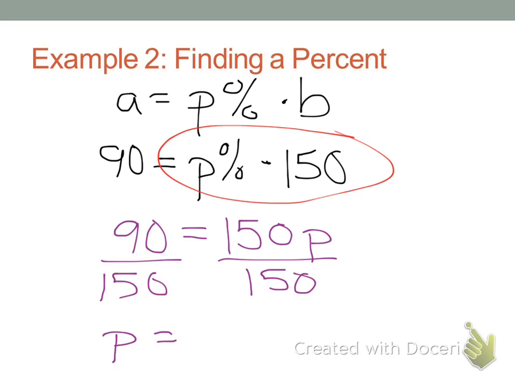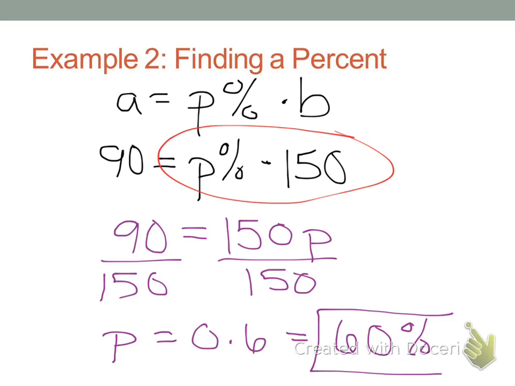What do you end up with, Michael? Very good, 0.6. But is that a percentage? So I need to convert to a percentage. So 0.6 converted to a percentage is 60%. Very good. And don't forget your label. P equals 60%. Okay? So you're going to end up with a decimal, convert it to a percentage, and then that's your answer. Finding percent.